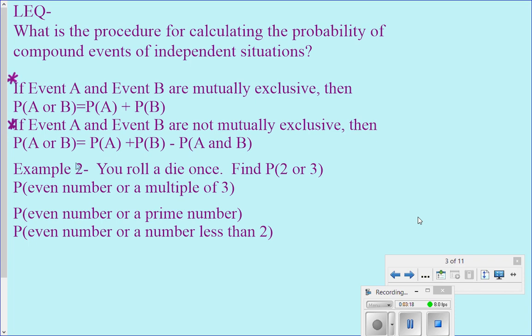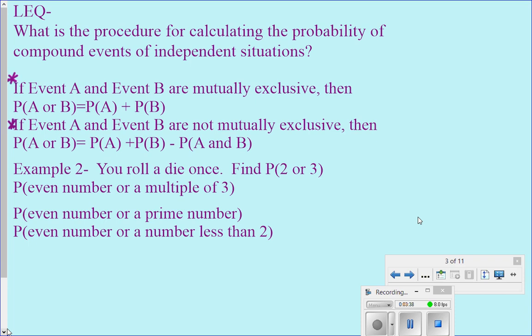So when events are not mutually exclusive, that means that there's some parts that occur in both groups, the first probability and the second. So you want to subtract away that excess because you don't want to count it in both groups. And hopefully that'll make more sense when we start to look at an example here.